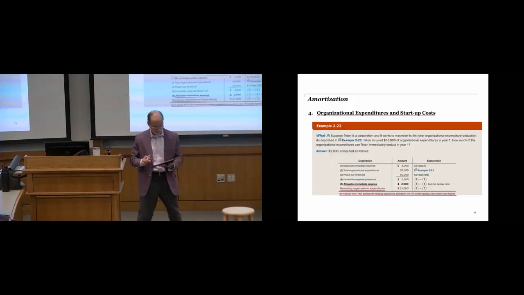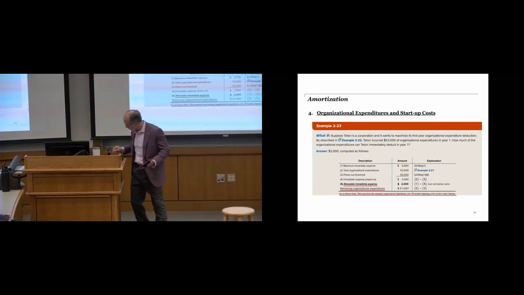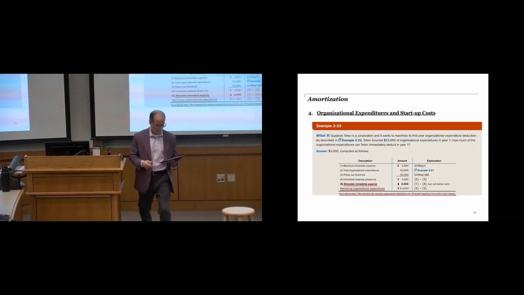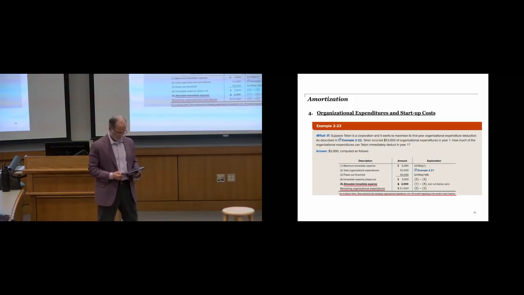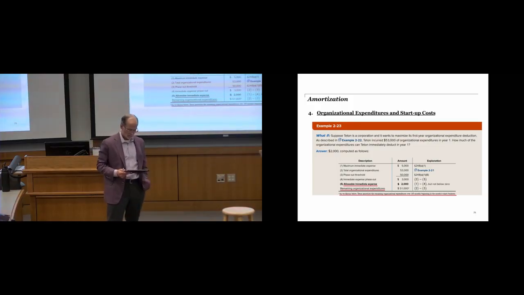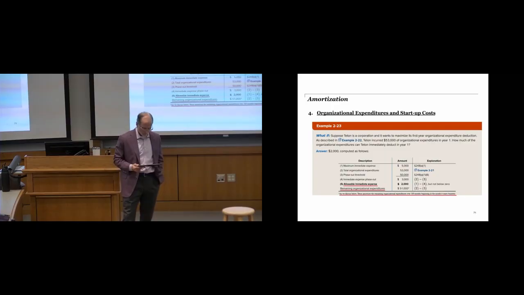Suppose Teton is a corporation and wants to maximize its first year organizational expenditure deduction. As described, Teton incurred $53,000 of organizational expenditures in year one. How much of the organizational expenditures can Teton immediately deduct in year one? So usually you're allowed to deduct $5,000, but since they exceeded the threshold by $3,000, $5,000 minus $3,000 is only $2,000, and then the leftover $51,000 would be amortized over 15 years.